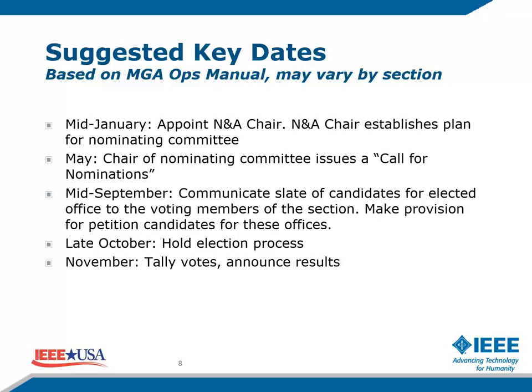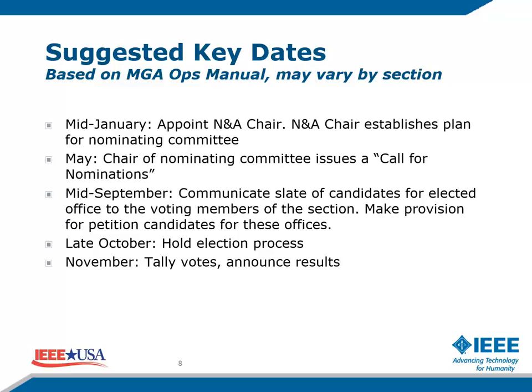And key dates, again, this is based on what's in the ops manual. It can vary by section. So it's saying mid-January, appoint the NNA chair. That's reasonable, like you're just appointing everything that's not elected around that. May issue the call for nominations around mid-September, communicate the slated candidates, and then make provision for petition candidates. That way, if any come in before you start the election process, then you can get them added to the ballot as well.